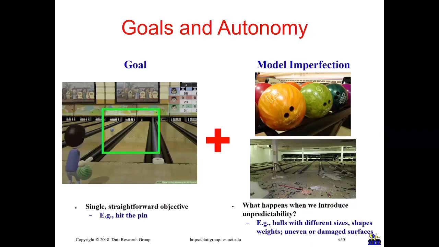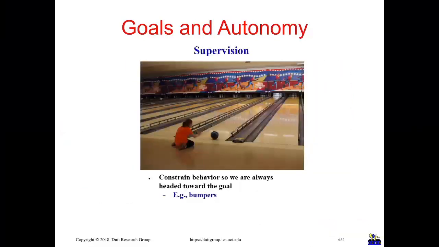So what we want to be able to do is to have some idea where we can constrain the behaviors so that we're always reaching that eventual goal. And so this metaphor of using bumpers on the side, for example. That's if you're trying to achieve one goal.